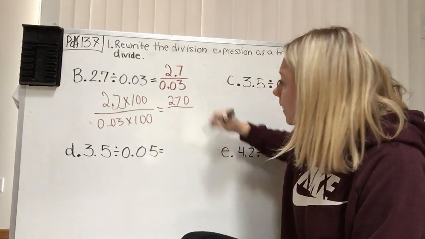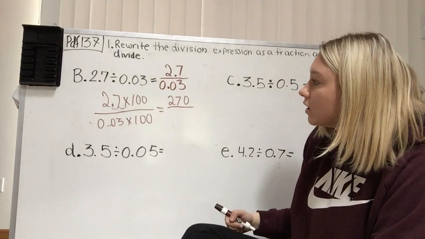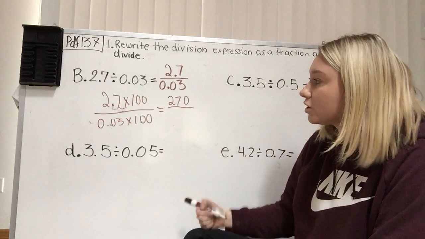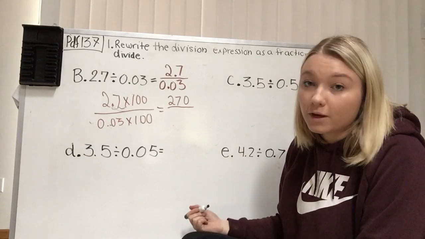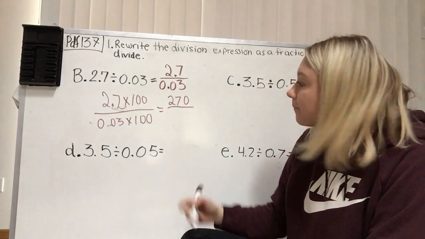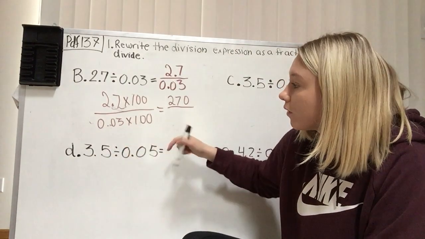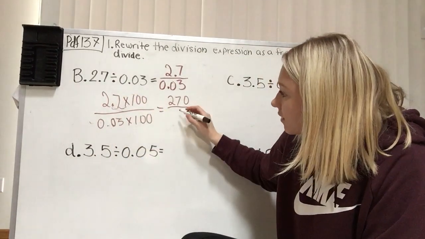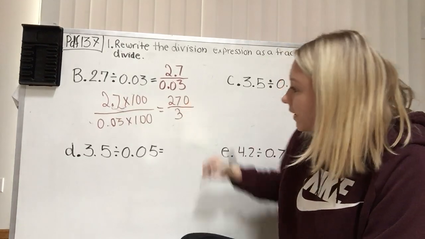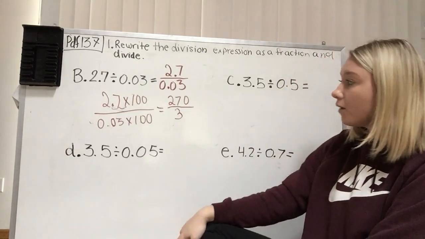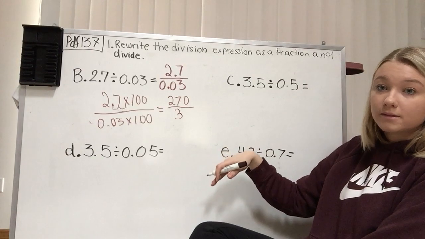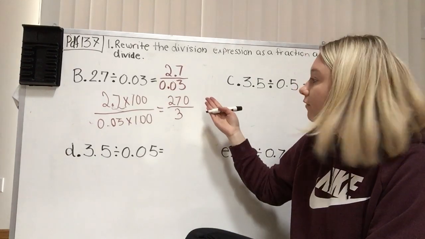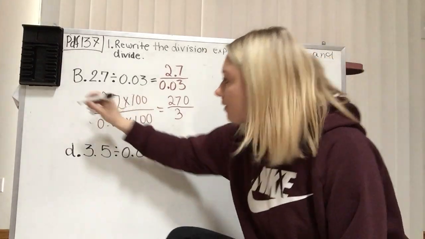Okay, so how many hundredths are in 2 7/10? Well, there's 270, and you guys did that in the last lesson, okay? And then same here, so how many hundredths are in 3/100? Well, there are 3. So now we got rid of the decimals, and we just have to divide now. Now we have 270 divided by 3.